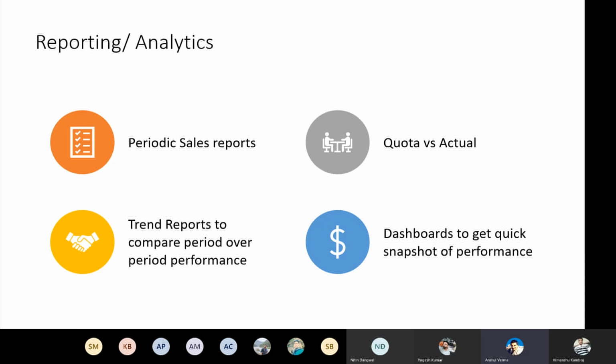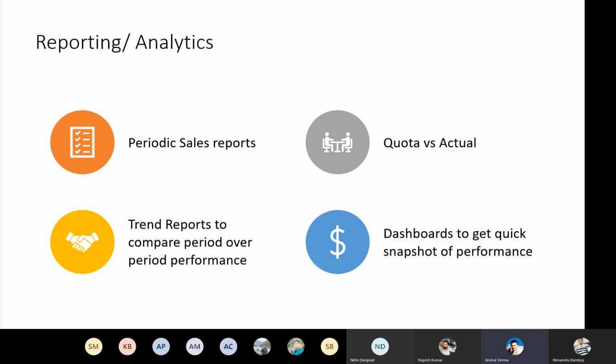That top line, bottom line. They want to increase their top line. They want to increase their bottom. How do they do that? They have to monitor it, right? They want to see how much business were we making year over year?